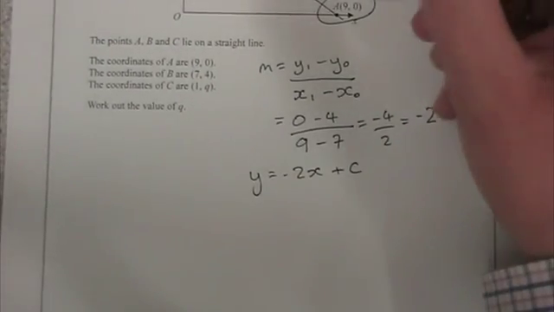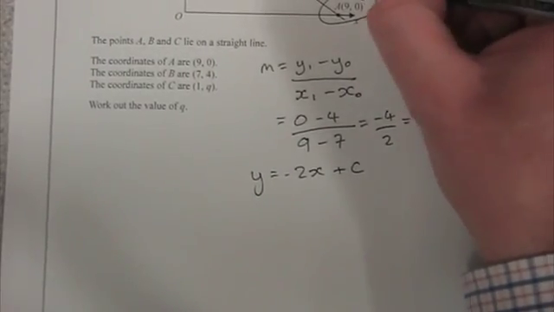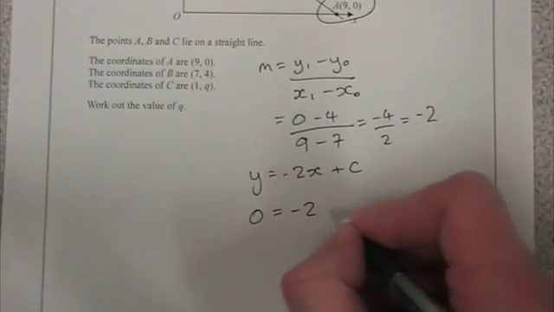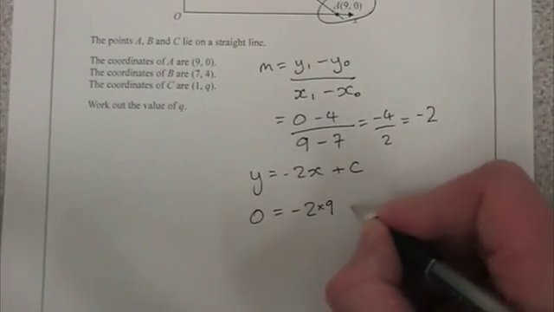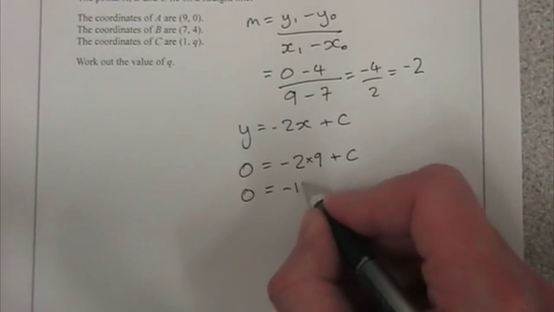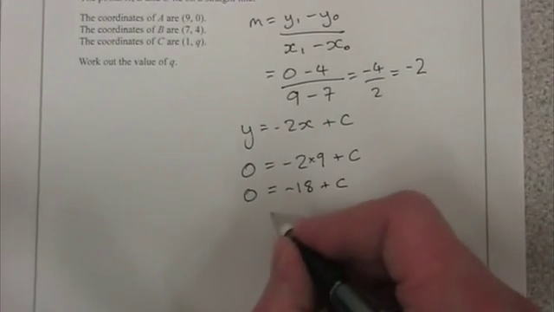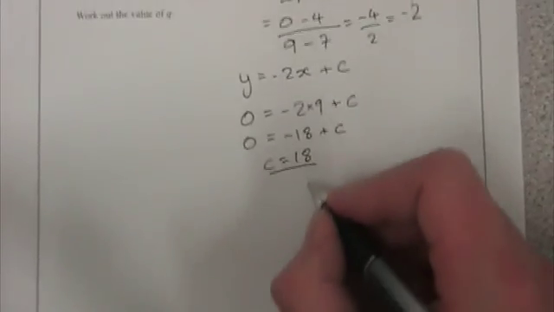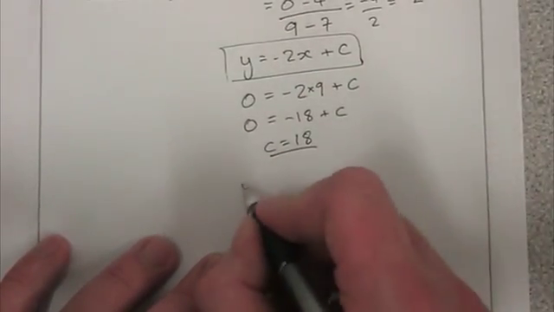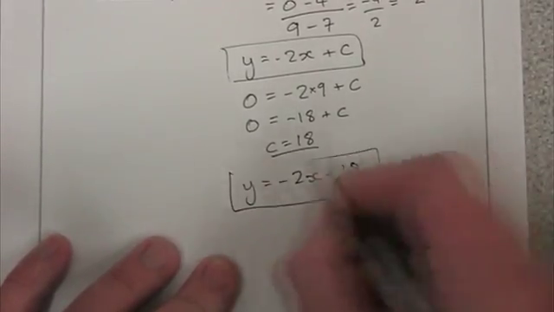But we do know there's some coordinates 9, 0. So if we substitute those in, that's a value for x, and that's a value for y. So 0 for y is minus 2 times x, which is 9, plus c. So 0 equals minus 18 plus c. Well, c, if that's going to make 0, c is going to have to be 18. So c is 18. So I can rewrite my equation again. Instead of writing this I'm going to write y equals minus 2x plus 18. I'll put a box around that instead.